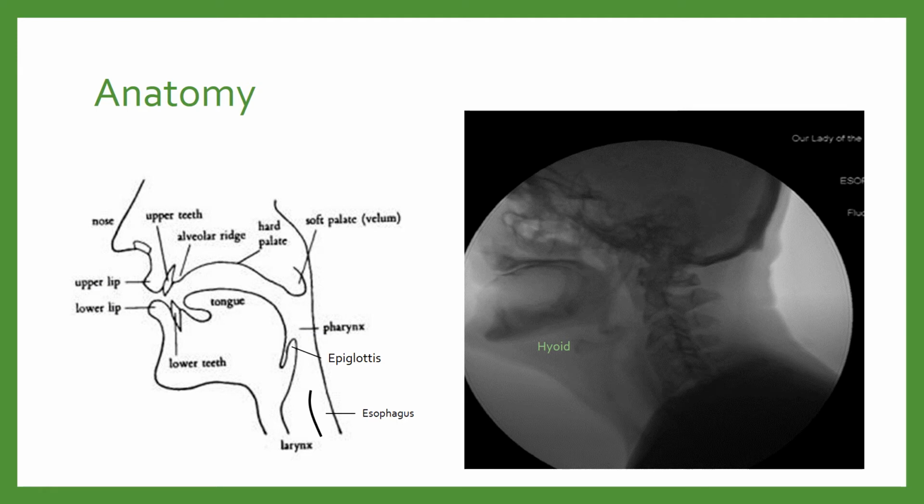So over here on your right, we have a picture of the modified barium swallow study. This is a video x-ray that we do to assess the swallow. So this is just a x-ray of somebody who's about to go through one of these studies. So we'll highlight the different areas so you can see what it looks like when we're assessing them.